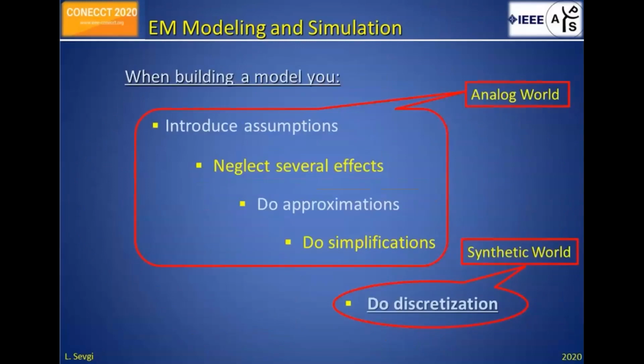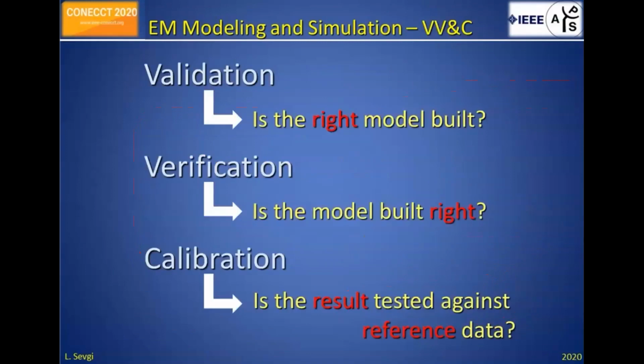When you build a model, remember you introduce assumptions, you neglect several effects, you do approximations and simplifications. And if you solve your problem with the computer, you do discretization. So the first four of them belong to the analog world, but the last one is a synthetic world. So it's a real challenge in the synthetic world to get your real solution.